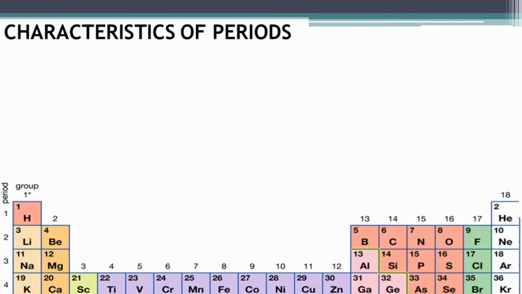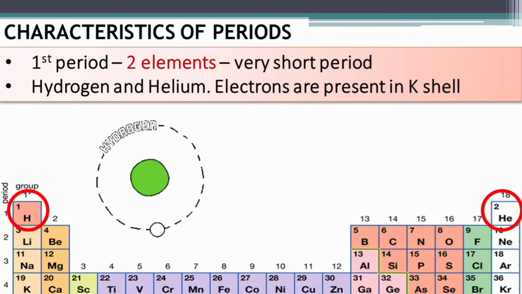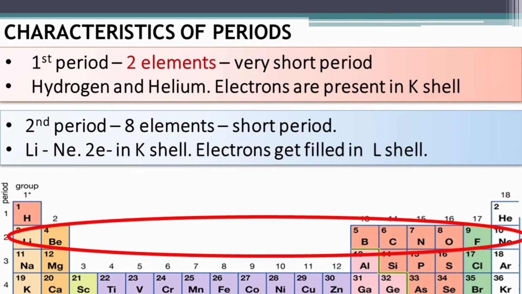The first period in the long form periodic table is a very short period which consists of only 2 elements, hydrogen and helium. In both of these elements, electrons are present in the K shell. Hydrogen has 1 electron and helium has 2 electrons, which means helium's configuration is complete. The second period is a short period with 8 elements. It starts from lithium and ends in neon. There are 2 electrons in the K shell of all these elements, whereas electrons get filled in the L shell.